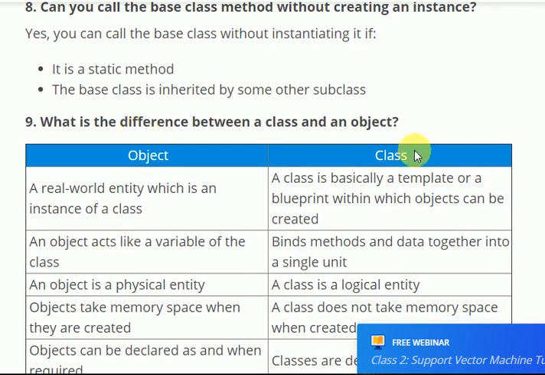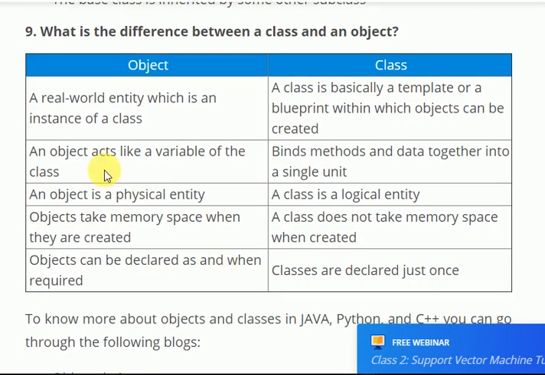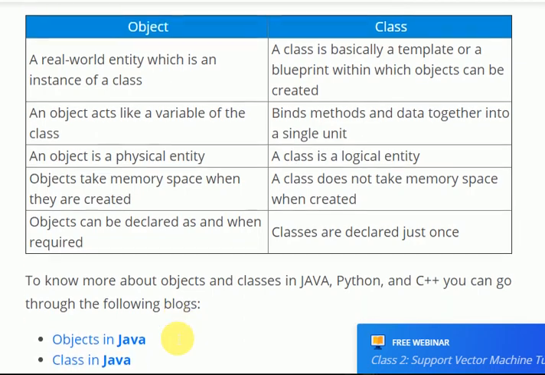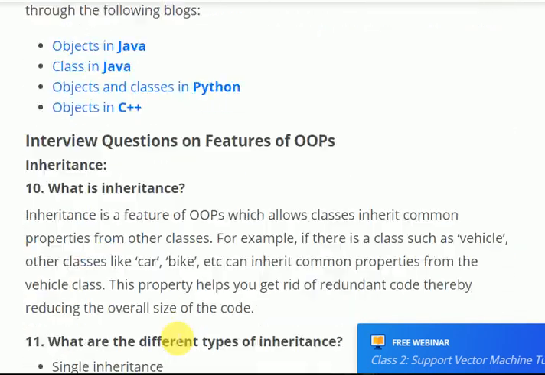Difference between object and class. Object is a physical entity, class is a logical entity. Class doesn't take any space, object takes space. Objects are real-world entities, classes are templates or blueprints within which objects can be created.